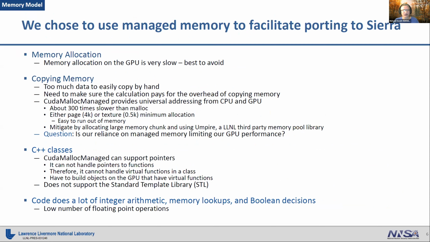One is allocations of managed memory is very slow. We had to use a memory pool manager to help with that. Also with managed memory, you have to be careful with function pointers. GPU function pointers and CPU ones are different. So we had some classes that had some polymorphism that would not work, so we had to redesign them. It also does not have the standard template library, so we had to make our own versions of that. And also, as pointed out earlier, Monte Carlo has a lot of integer arithmetic, memory lookup, and Boolean decisions, and floating point operations tend not to be the limiting factor.